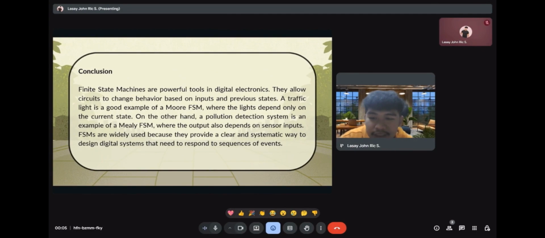So finite state machines are widely used because they provide a clear and systematic way to design a digital system that needs to respond to a sequence of events.